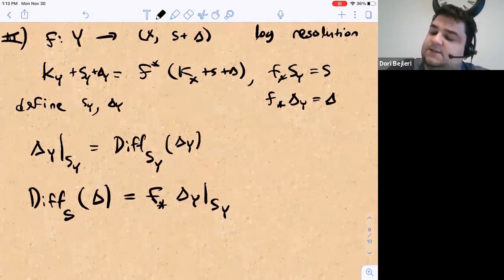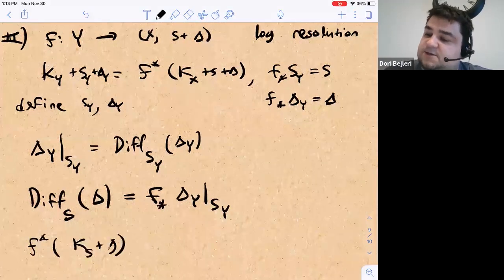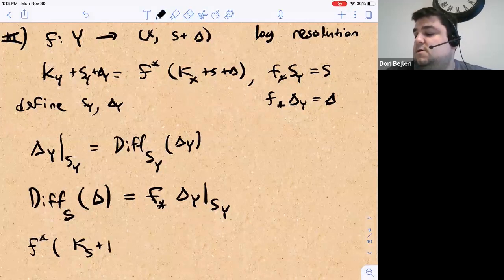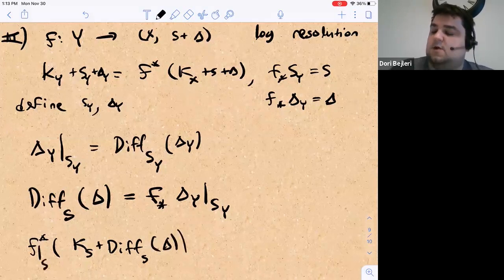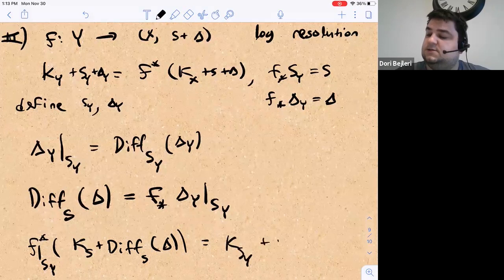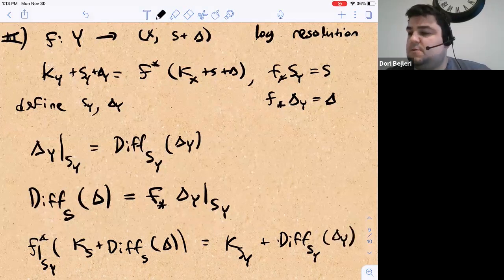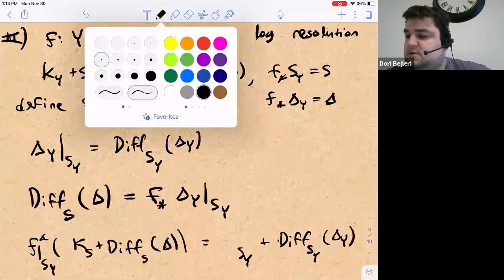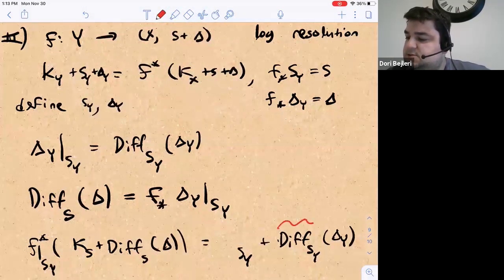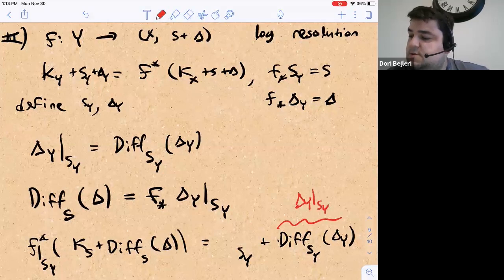And it satisfies that the pullback of K_S plus the different, the pullback of K_S plus different along the restriction to S of this resolution f, is K_{S_Y} plus the different on S_Y. Or maybe in keeping with the simpler notation, this is just Δ_Y restricted to S_Y.